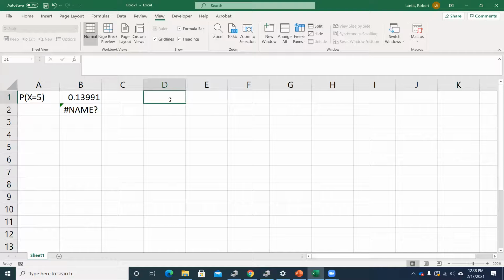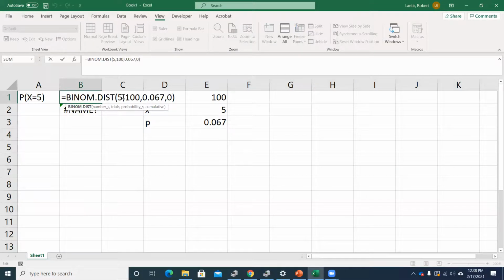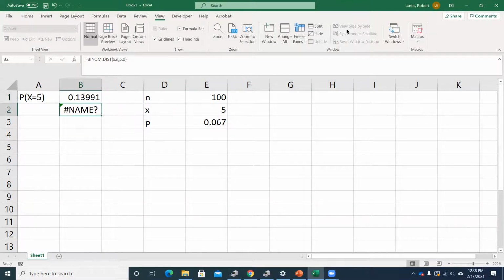So another thing that could be helpful as you're working through the Connect homework, the Excel homework has a couple binomial questions on it, or once we get to the exam, is to set this up so that I have my n, my x, my p right here. So n we had as 100, x was 5, 0.067 was the probability that any one person was a millionaire. So I'm going to go back to this equation. If you comment it out, then it won't treat it as a function.